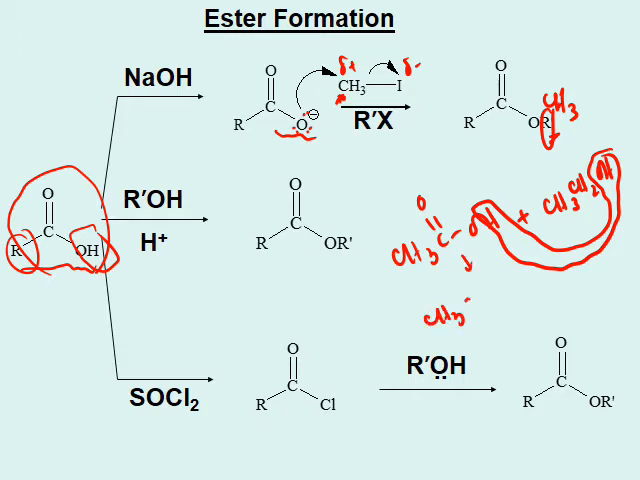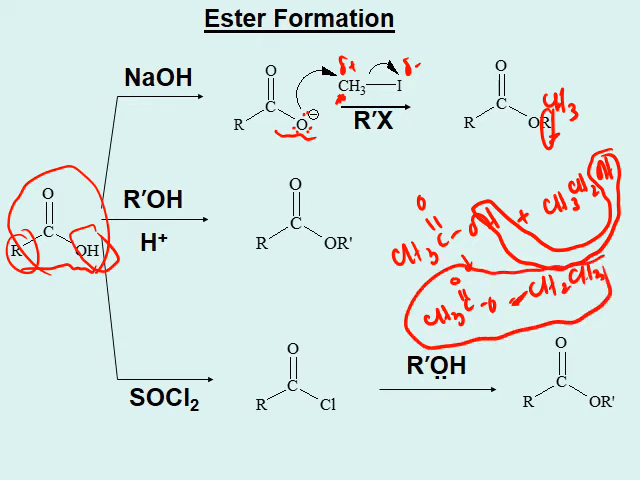CH3, C double bond O, O, and then the bonding is here, CH2CH3. So this is the final product. And that's ester, because this C double bond OO is an ester group. Thionyl chloride, just like in any reaction with alcohol, replaces OH of carboxylic acid by Cl.